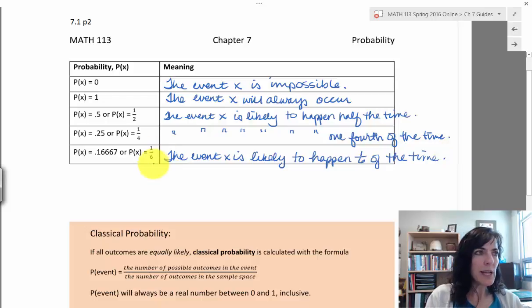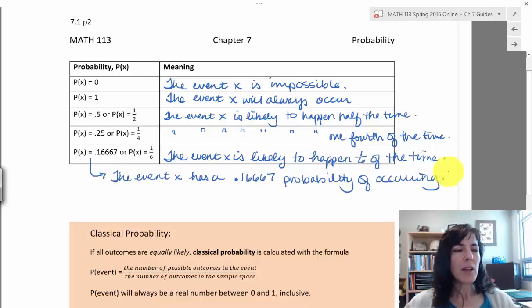And you could also state any of these as: the event X has a 0.16667 probability of occurring. So this is a probability, so you write the word probability with it, not percent.